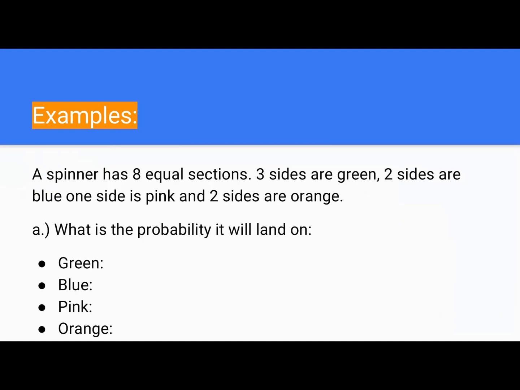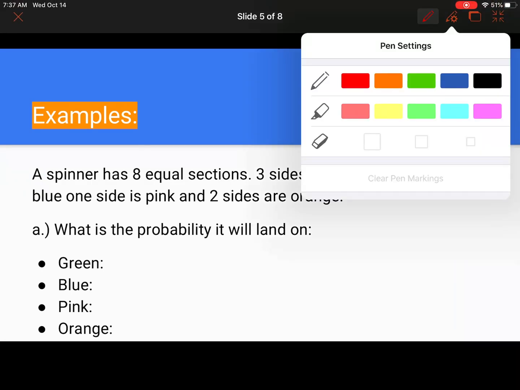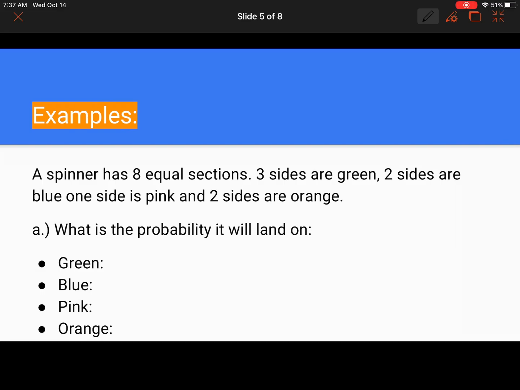So let's get into some examples here. A spinner has 8 equal sections. 3 sides are green, 2 sides are blue, 1 side is pink, and 2 sides are orange. Now we want to find out the probability of what we are going to be landing on. For starters, the probability it will land on green. Well, for all of these, there's 8 equal sections, right? So that means all of these numbers are going to be out of 8.